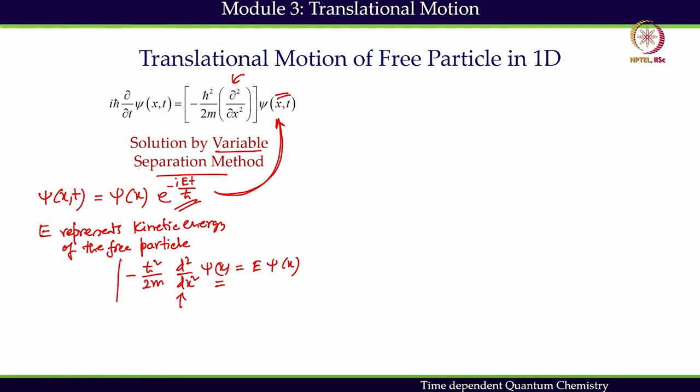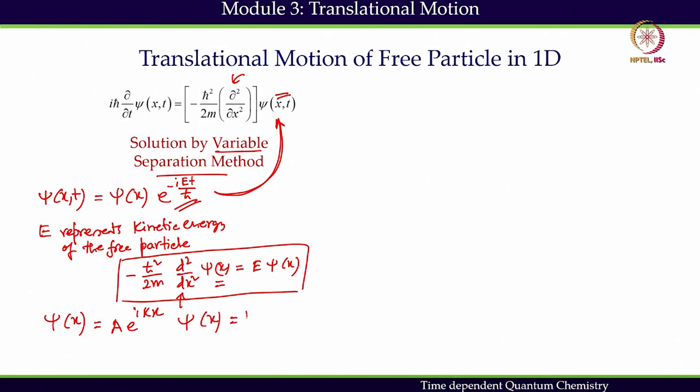So, what is the solution of this? I can have a solution of the following form, psi x equals, either I can take this solution A e to the power i k x, what is k, I will present it, or I can have a solution like B e to the power minus i k x. These are the two solutions I can have. A and B are constants and I can get these constants from the normalization condition.